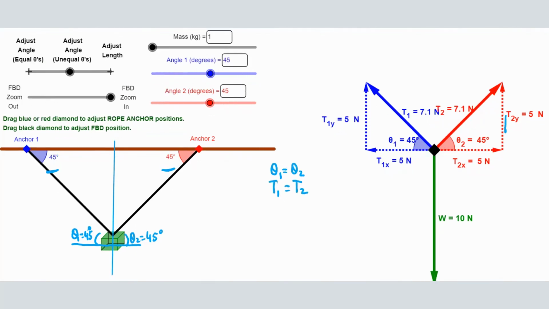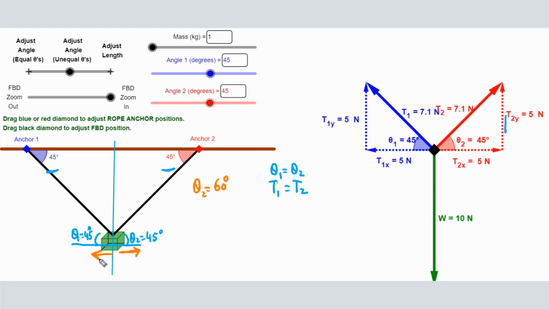Let's try to understand a little bit more about this concept. So we will do some practice. I will be asking you some questions. First of all, if I increase this angle theta 2, let's say I make theta 2 equal to 60 degrees. So I change theta 2 to 60 degrees. Now can you guess which way this mass will go? This mass will go to the right, or this mass will go to the left.